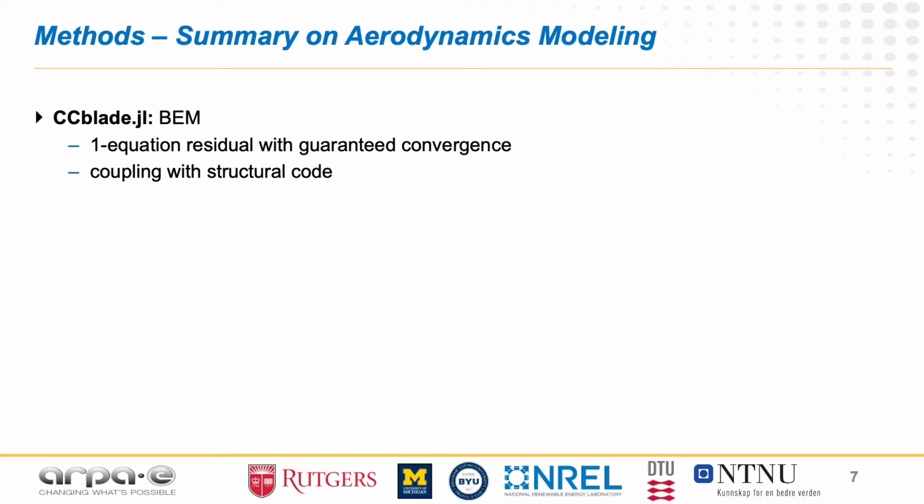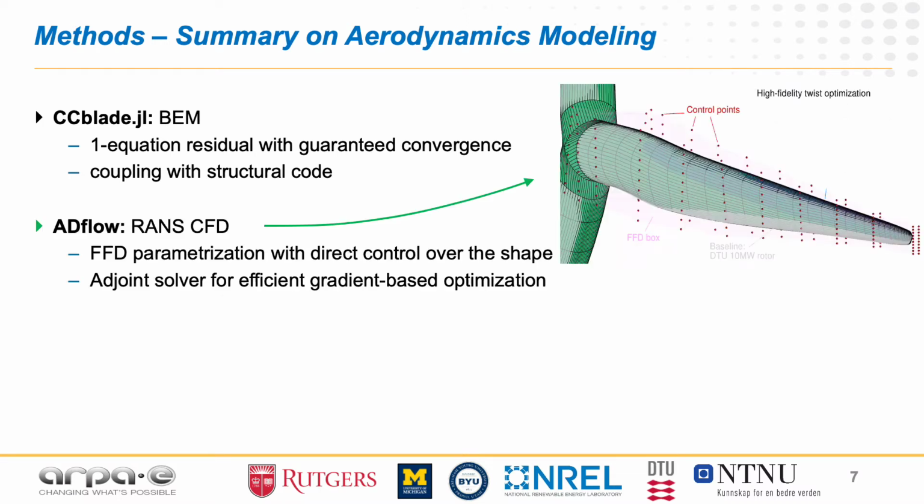The second level we exploit is a RANS CFD solver that is capable of providing high-fidelity simulations of the rotor blade and aerodynamics. The solver we use is ADFlow, a code that is being developed at University of Michigan with a special focus on gradient-based optimization of aerospace applications. The method uses freeform deformation to control the blade outer shape. This way, we are able to optimize not only the blade twist and chord, but also locally the airfoil shape, which is a great advantage over conventional design techniques.